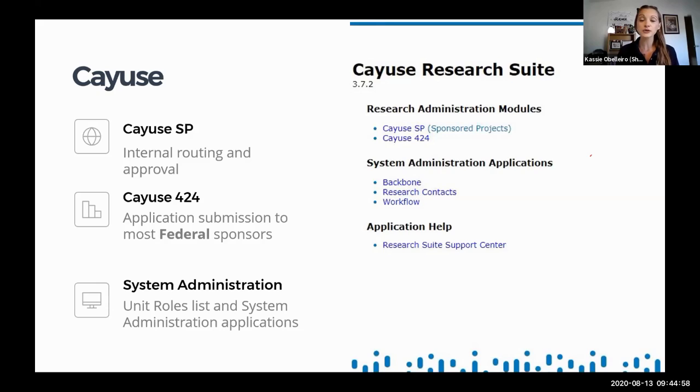Cayuse also has system administration tools that we use, and these are used out in the departments to assign roles and give people access to their proposals and their awards. There's also where you can look that up to see who has what assignment, and we use it on the back end to do profiles and sponsors, and input sponsors in the system and all of that.